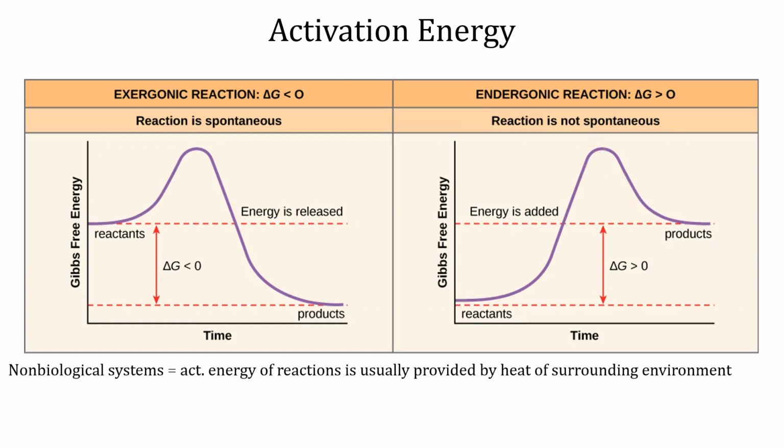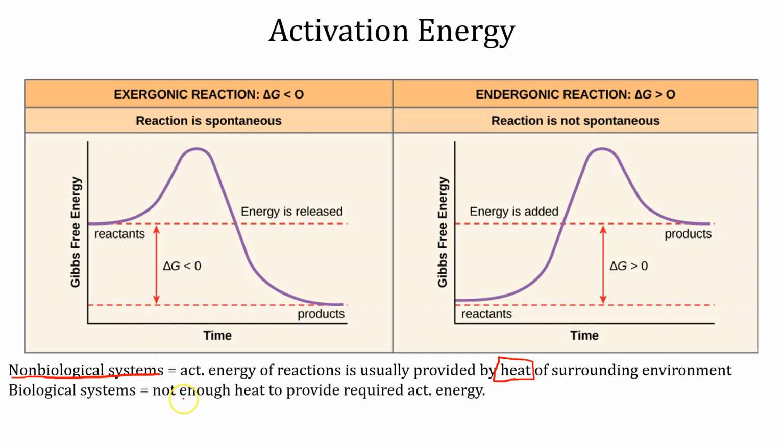Okay. Now, here's what I was talking about earlier. In non-biological systems, let's say a chemistry test tube, the activation energy is provided by heating. So you boil the heck out of that test tube until the reaction happens. But cells can't have little Bunsen burners and boil chemicals to make reactions happen. So, unfortunately, they don't have enough heat to produce that activation energy.